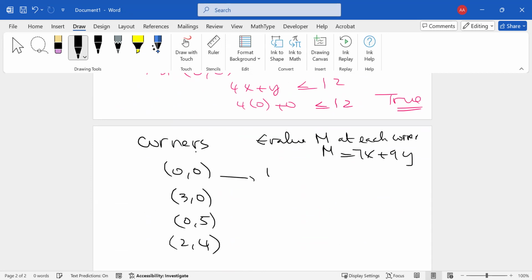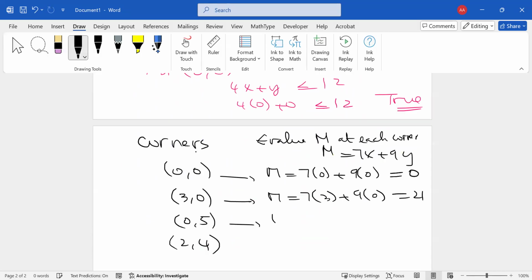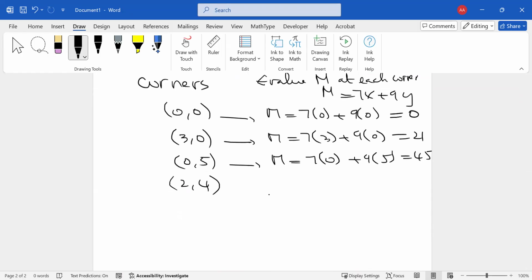So 0, 0, M will be 7 times 0 plus 9 times 0, which is 0. 3, 0, M will be 7 times 3 plus 9 times 0, which is 21. 0, 5, M will be 7 times 0 plus 9 times 5, which is 45. And finally, 2, 4, M will be 7 times 2 plus 9 times 4, which is 14 plus 36, which is 50.